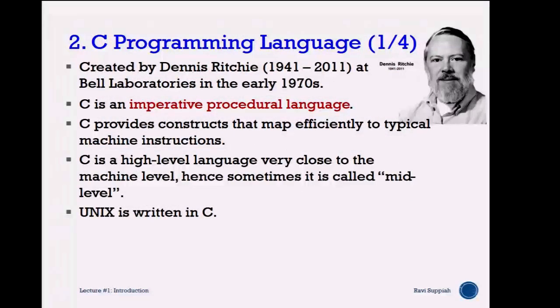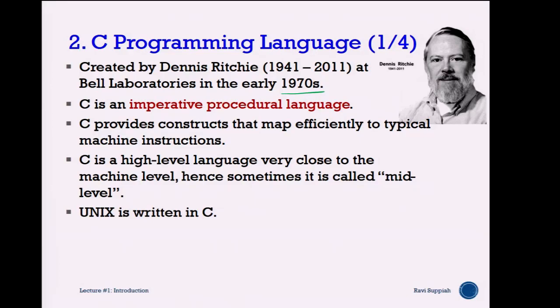So, the C programming language. Like I said, we are going to go into a bit of C programming basics in week one and week two. And in the C programming language, where did it get started? It started in the 1970s, in Bell Laboratories. This is the founder, Dennis Ritchie, who created this programming language.